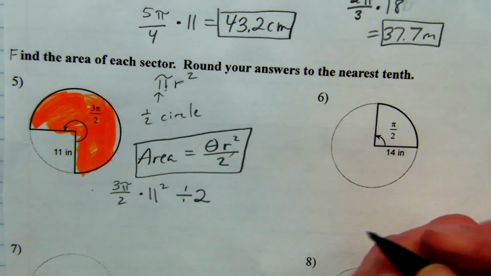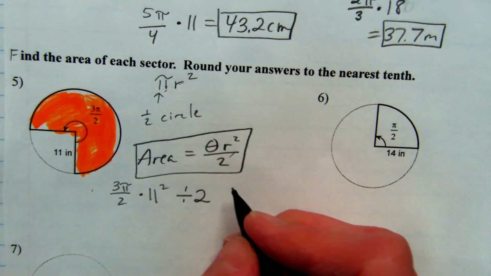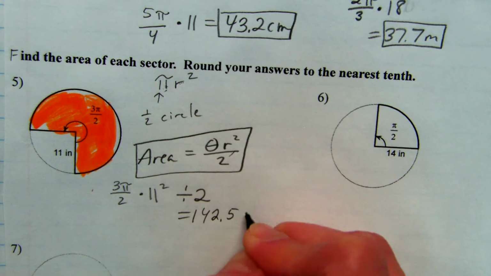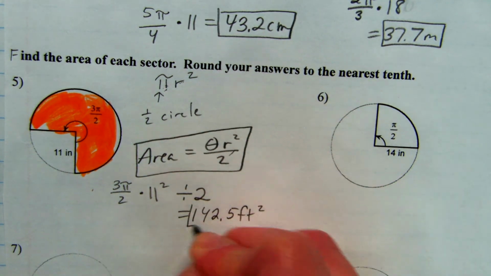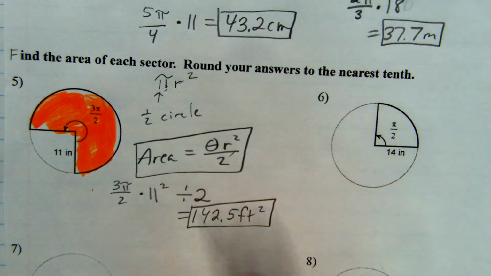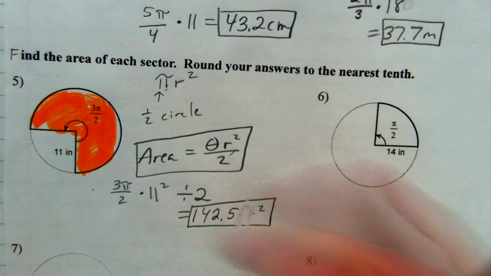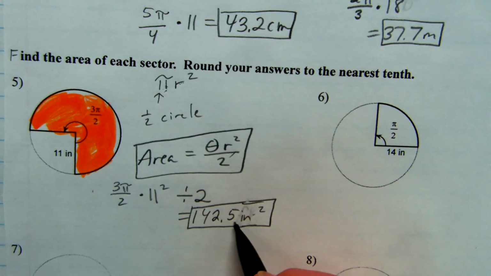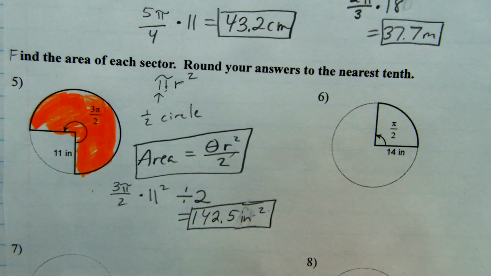And I think you could just type all of that in. It'll be fine. And you get 142.5 square feet, because that's, oh, it is inches. Why did I write feet? All right, so 142.5 square inches.